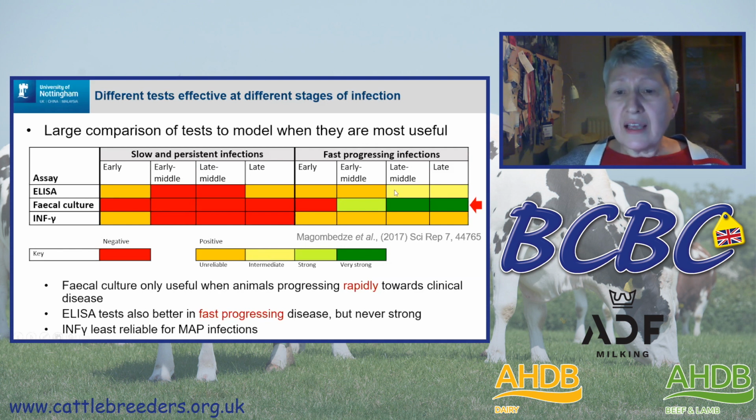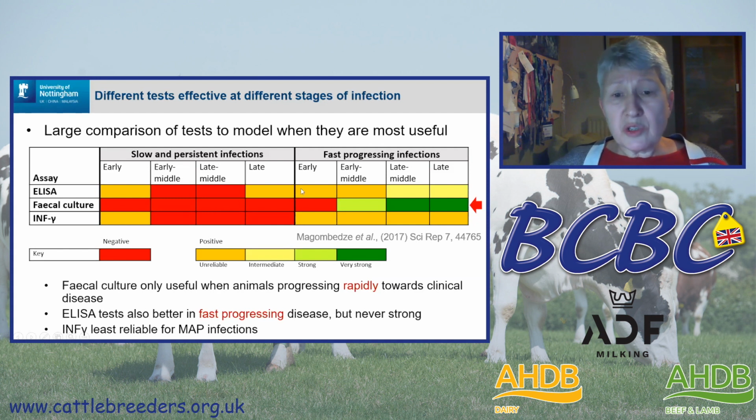So in feces, we can see that in the fast progressing disease, fecal culture kicks in from early to late, exactly as we've seen in the model. But in the early stages, it's not really going to work because of the very low levels in the feces. In slow persistent infections, it seems that fecal culture rarely gives a positive result. So fecal culture is the gold standard to ask the question whether or not your animal is infected. If it's a slow persistent infection, it's not going to work.